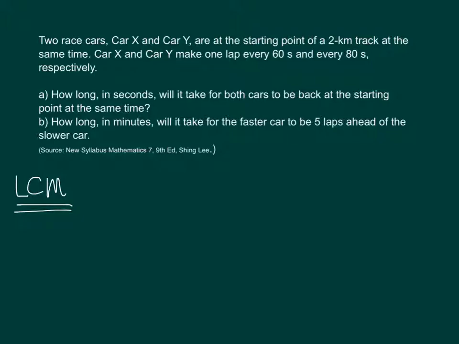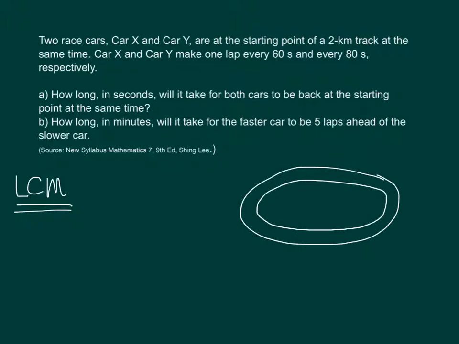So we can visualize, to make it easier, let's have a track maybe somehow like this. It can be any track, okay? But we know that the distance from the starting point, say if this is the starting point, if the car will move from the starting point and goes back to the starting point, that's about 2 kilometers. Okay, so according to the problem, the track is about 2 kilometers.